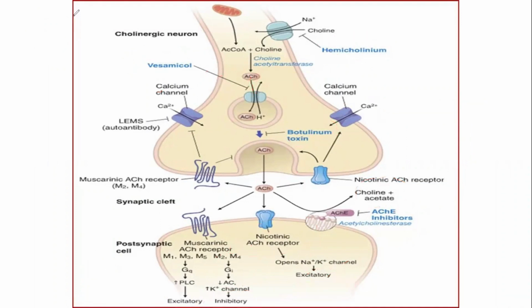Okay, so till now we were discussing the ligand gated channel, right? So here the example is of the acetylcholine ligand gated channel. Okay, so इसमें two types are there. One is the nicotinic acetylcholine receptor, the another one is the muscarinic acetylcholine receptor.